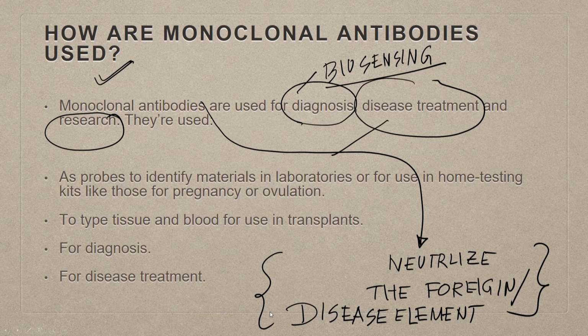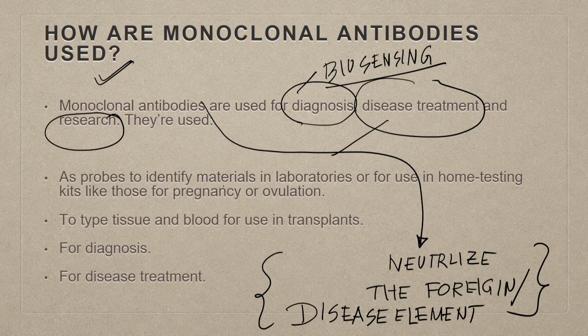So, monoclonal antibody therapy is a promising therapy with its own pros and cons, but definitely it finds application in diseases like cancer, neurodegenerative diseases, and in a huge domain of biosensing as probes to identify material in laboratories or for use in home testing kits like those for pregnancy or ovulation. So, most of the pregnancy kits use monoclonal antibodies. This is the second popular application.